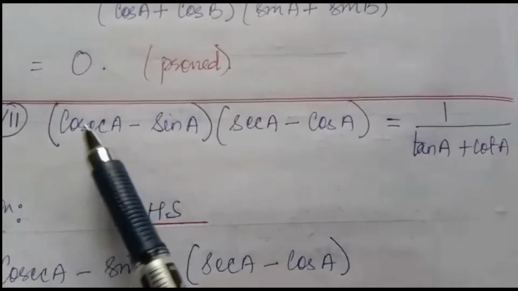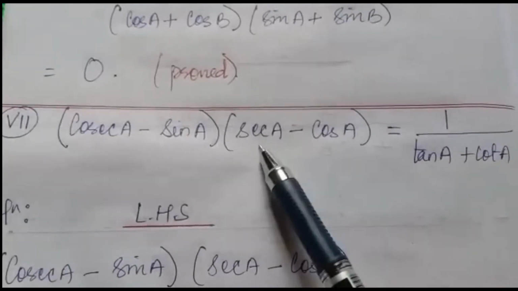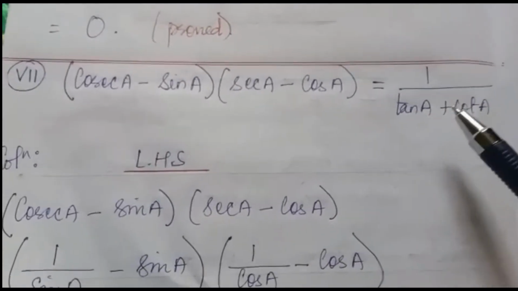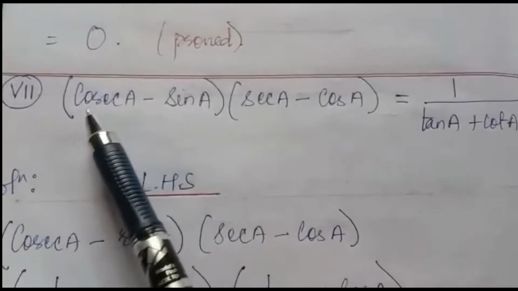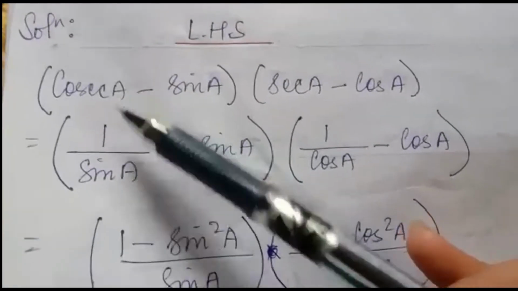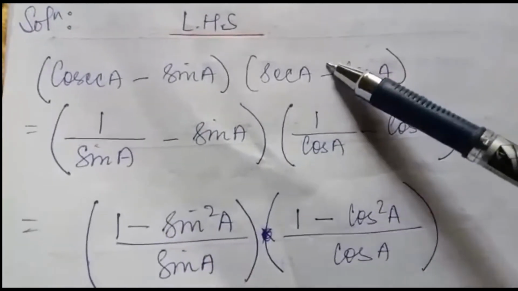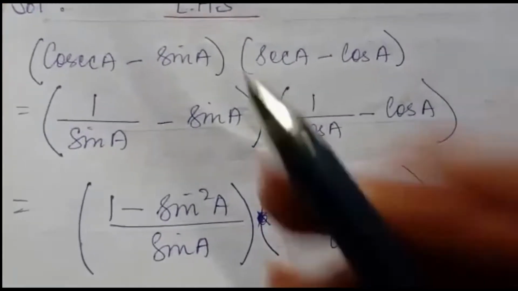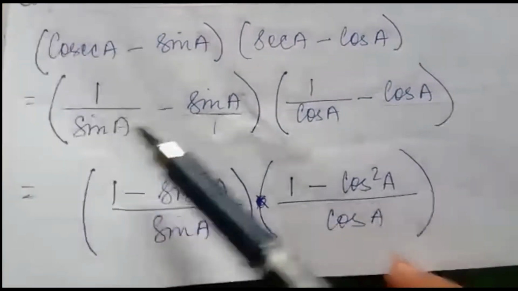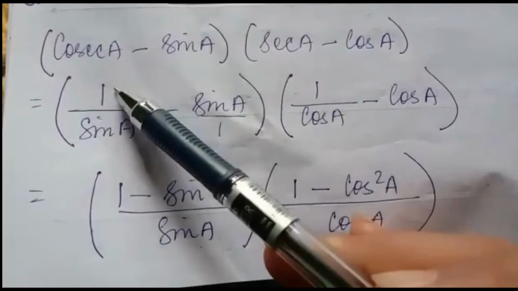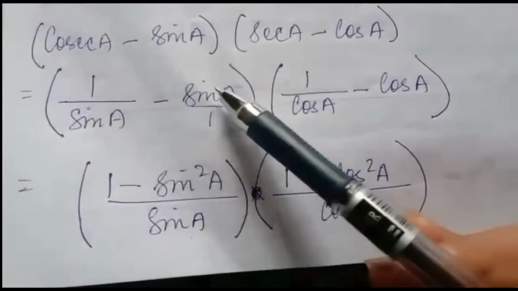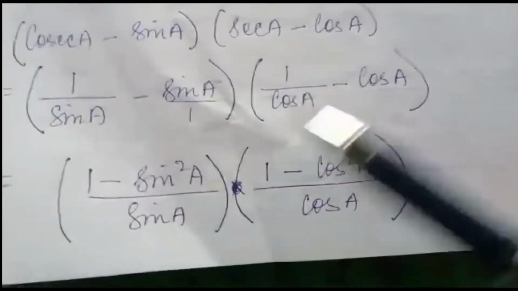Now question number 7. (Cosec A minus sin A)(sec A minus cos A) is equal to 1 divided by tan A plus cot A. First you convert this into sin and cos. In place of cosec, you can write 1 by sine. In place of sec, you can write 1 by cos. After that, take LCM. Add your 1, then take LCM. LCM of sine A and 1 is sine A. So here you have to multiply by 1 and here you have to multiply by sine. So (1 minus sine into sine square A) divided by sine A.